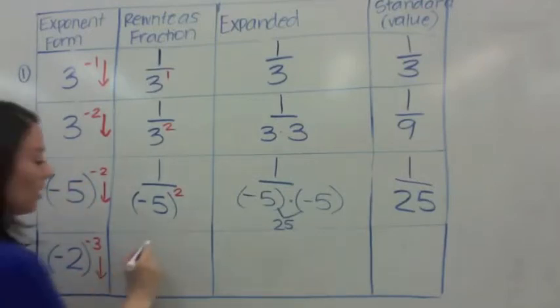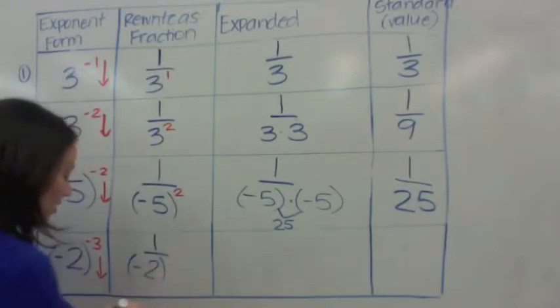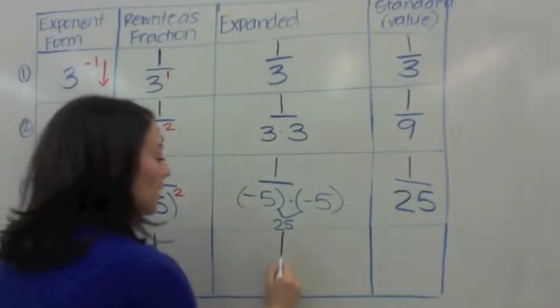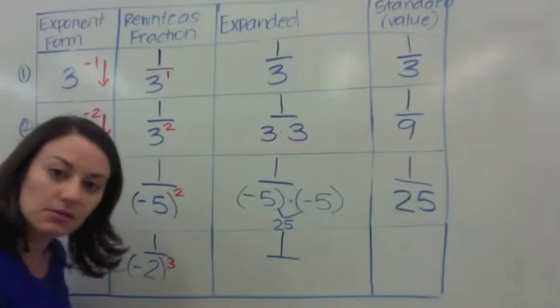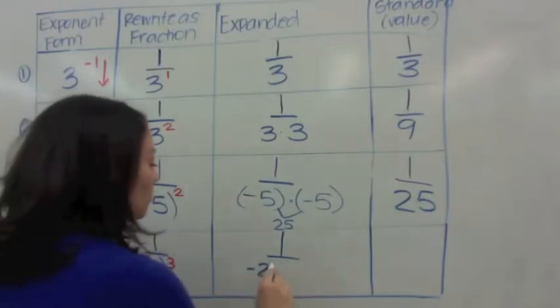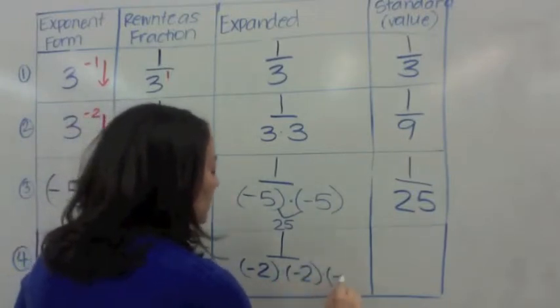So we're going to put it under the number 1. And we're going to say negative 2 to the power of, and then this becomes positive, positive 3. Following me now? So let's expand it. You have negative 2 to the 3rd power. Does that mean negative 2 times 3? Is that what that means? No. It means negative 2 times a negative 2 times a negative 2.